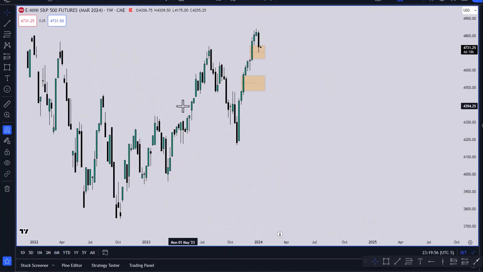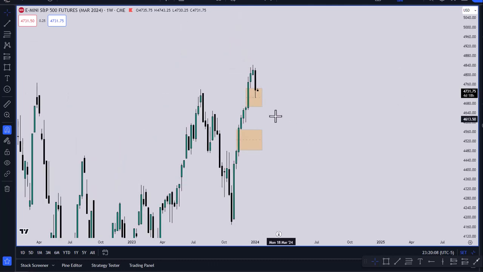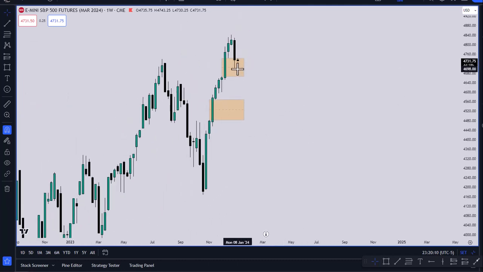So ES weekly chart, we did hit the CE, the consequent encroachment, of the fair value gap. I almost got the name, I don't remember it right now. Actually, we did hit it. We hit it right below it, which is the lowest 4702. We have a 4704 and a quarter, roughly.